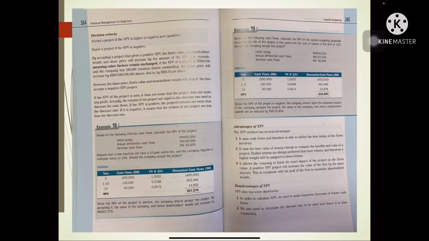Right, now we are going to have a look at example 18. Based on the following after-tax cash flows, calculate the NPV of the project. It's stated here, initial outlay 400,000, annual differential cash flows 130k, and terminal cash flows 60,000. Assume the new machine will have a 10-year useful life and the company requires a minimum return of 15%. Should the company accept the project?